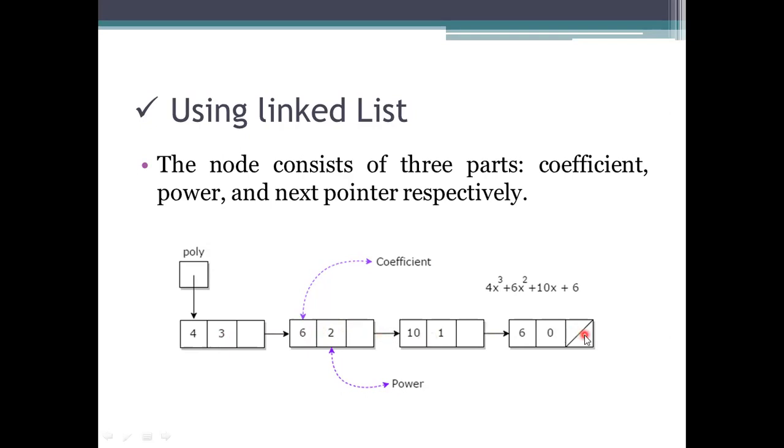And when you have reached the endpoint, that is x to the power of 0 or any other degree where there is no other value for processing, then what happens is you assign a null value to the pointer you are using.